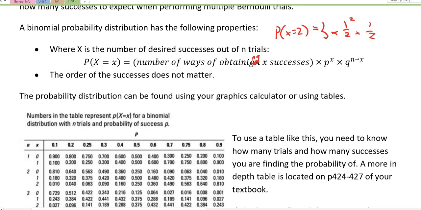Q is the probability of failure. Flipping a coin, if the probability of success is heads, the probability of failure is tails, so a half to the 1, because that would be 3 minus 2 successes. And that would give us the probability of getting exactly 2. So that would be a quarter times a half times 3, which is 3/8, which is what we found when we manually listed out every single possible answer.